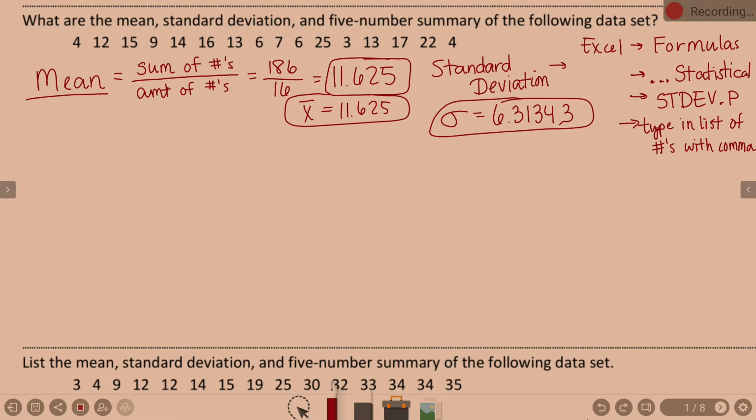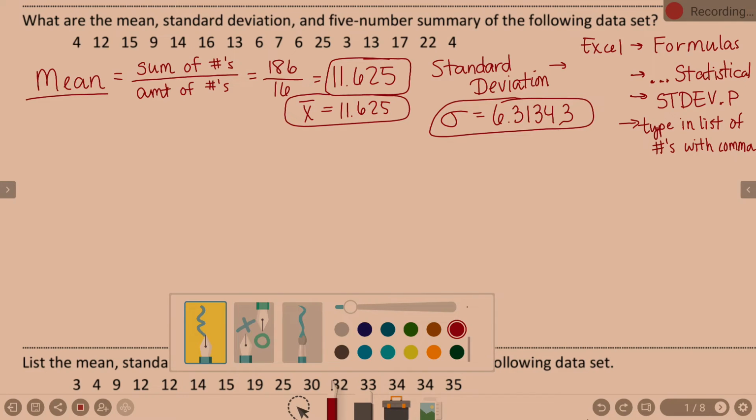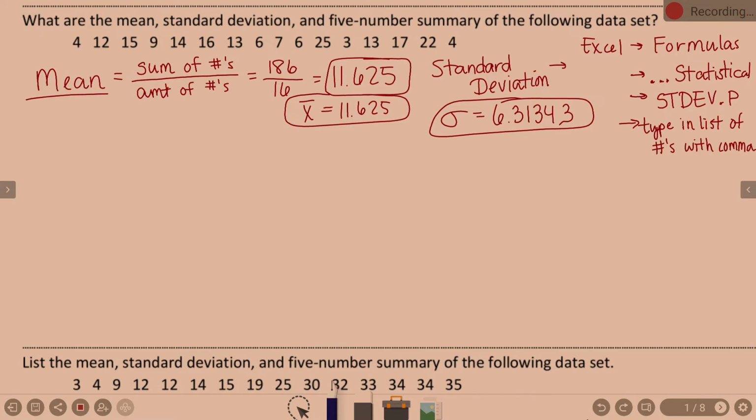You got it? Now, what else do we still need to do? 5-number summary. The first thing you need to find in a 5-number summary is the median. How do we find the median? Line them up in numerical order and find the middle number. What's the unfortunate news here? It's even.